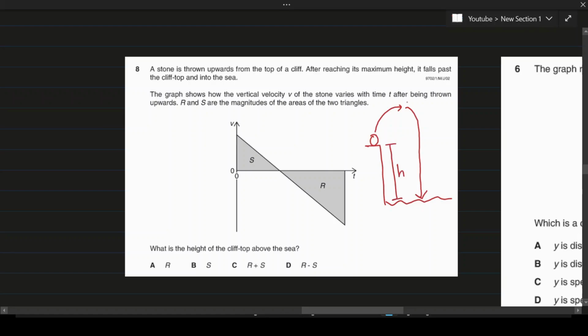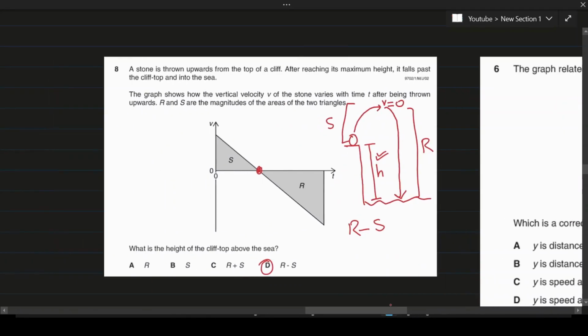When the stone reaches its maximum height, its velocity would be what? Zero. We have studied that. So this point is this. This area, or this height, is your distance S. Similarly, this distance would be R. So if I need to find this height, I have to do R minus S. This would give me the height of the cliff top above the sea.